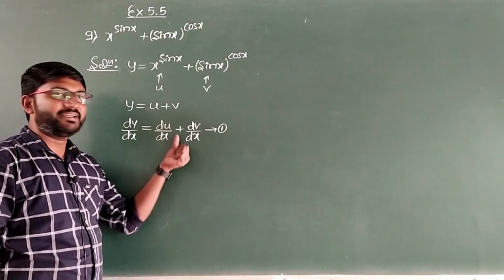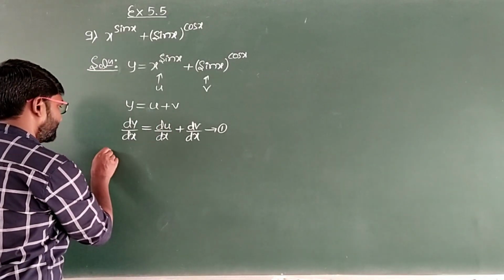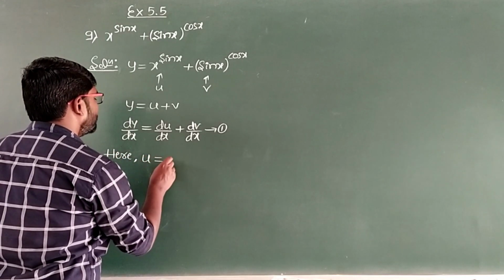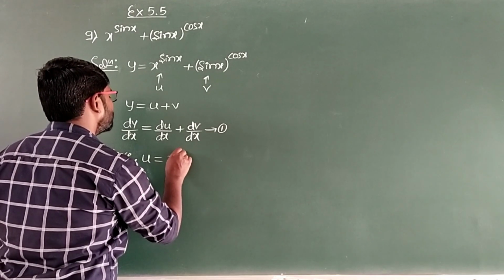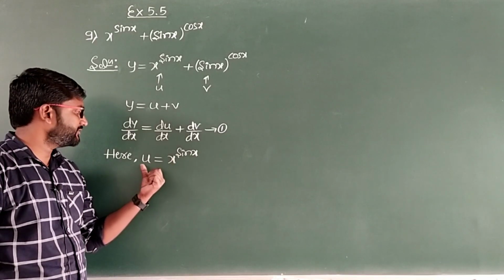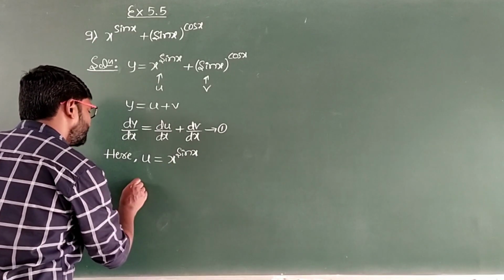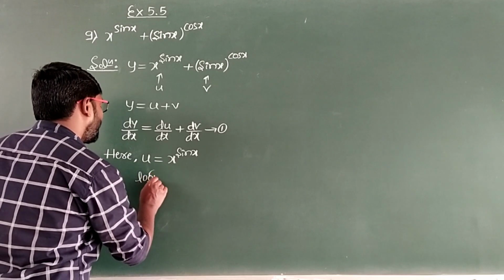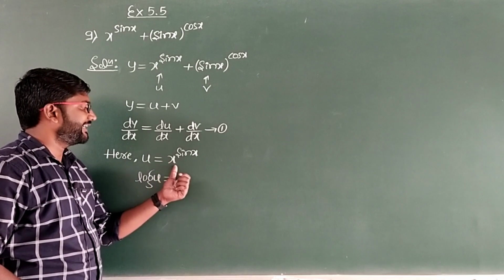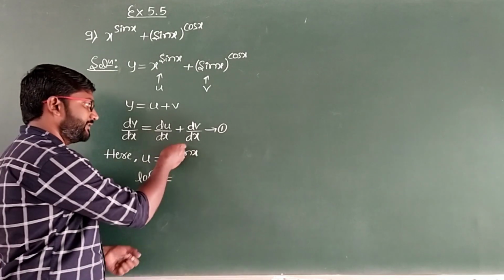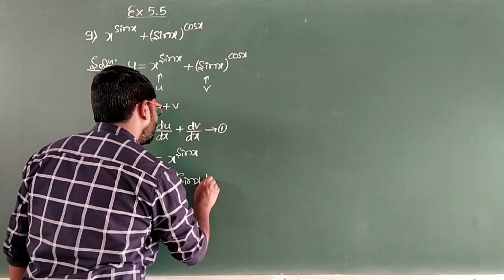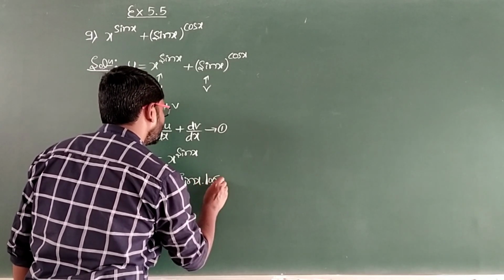Let us find du by dx now. Here u is equal to x to the power sin x, function to the power function. That means we will have to take log on both the sides. What do we get now? Log u is equal to, now after taking the logarithm it is in the form of log x to the power n, n log x, so it is sin x into log x.